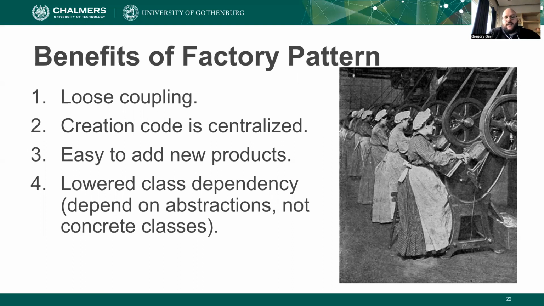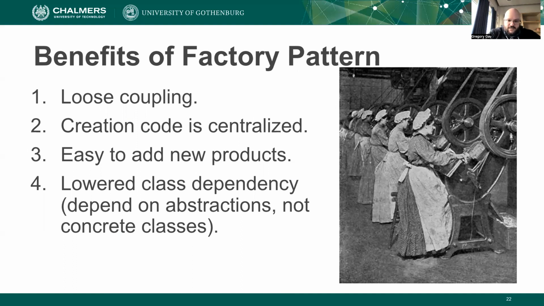And last, and very much related to the first point, if we put our creation code in our client, we have a high dependency on all the different product classes. You need to know which robot we're dealing with. We directly reference each product that can be created. We call their constructors directly. If we're using factories, we lower that class dependency and we can depend on abstractions and not concrete classes.